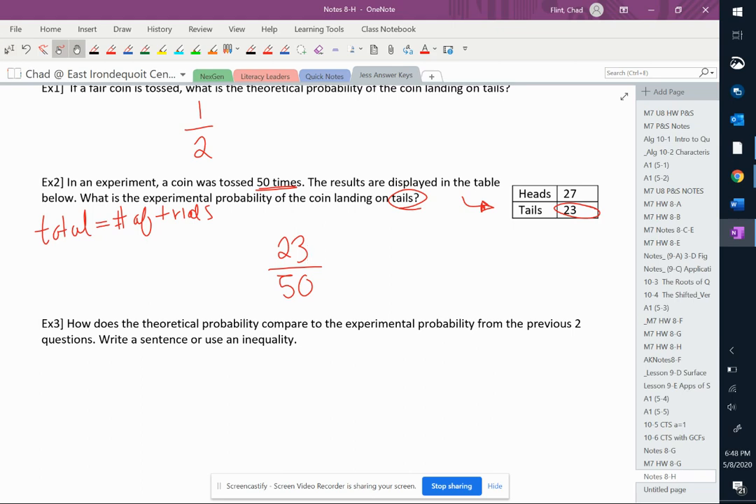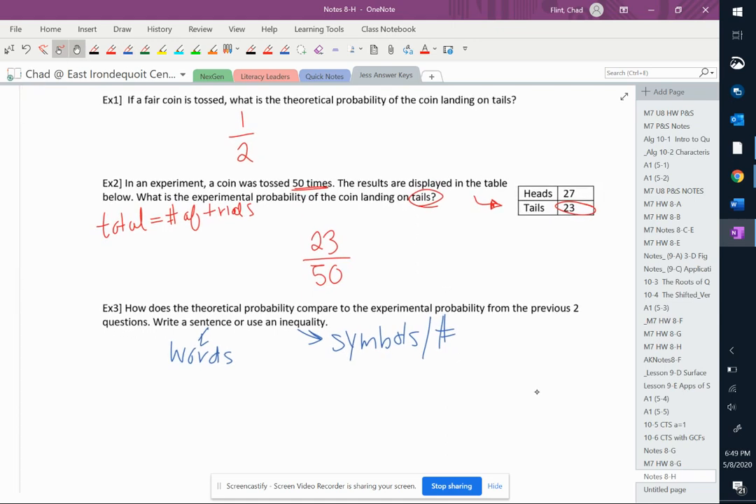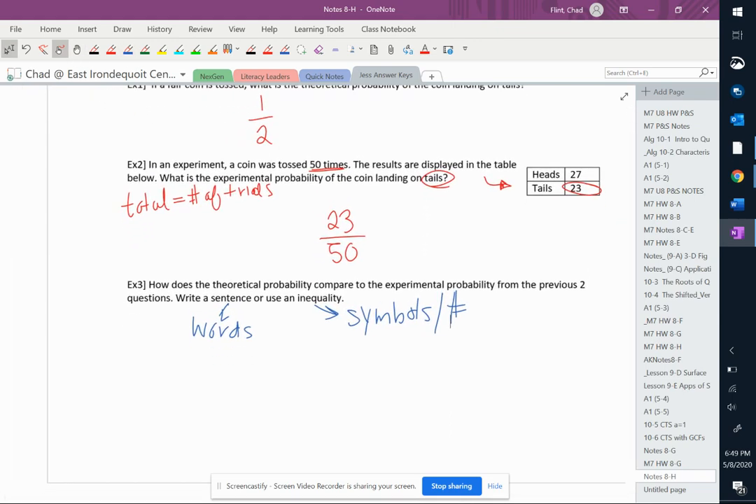Example 3, and on your homework, these are going to be like a part A, B, C. How does the theoretical probability compare to the experimental from the previous 2 questions? So you can approach this 2 different ways when you're doing your homework. You could either 1, write a sentence using words, or 2, use an inequality with symbols and numbers. Whichever one you prefer. So how do they compare? How do those 2 numbers compare?